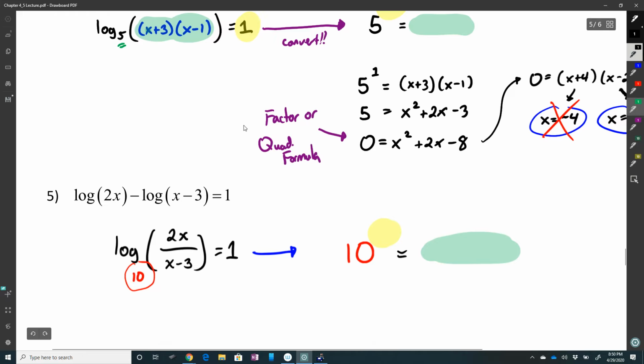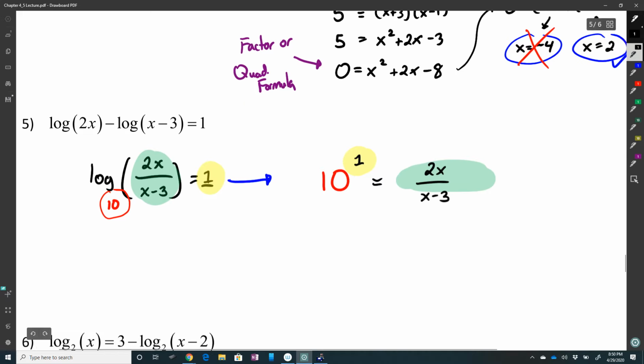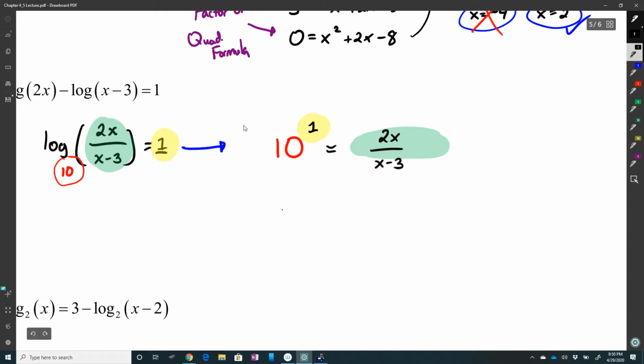Okay? So the answer, oh, I just shifted things around. So the answer, put the wrong one. Oh, God. Sorry. The answer becomes the exponent. The inside becomes the answer. So this becomes 10 to the 1 equals 2x over x minus 3. And now we have just a happy little algebra problem to solve.